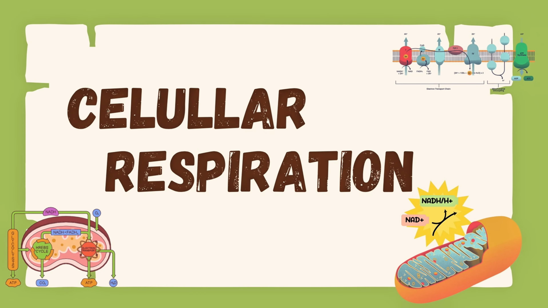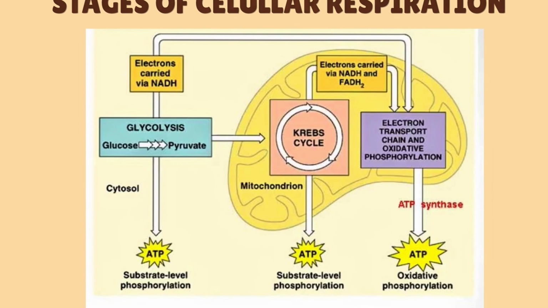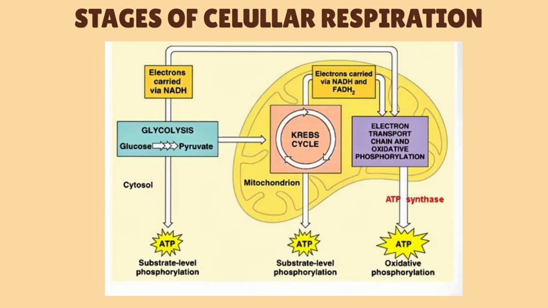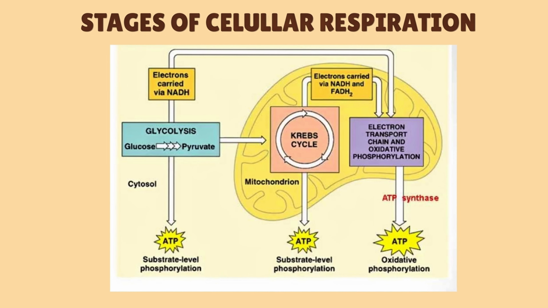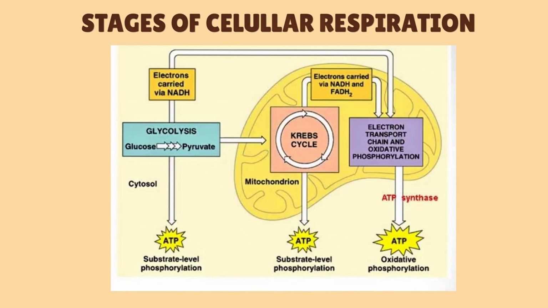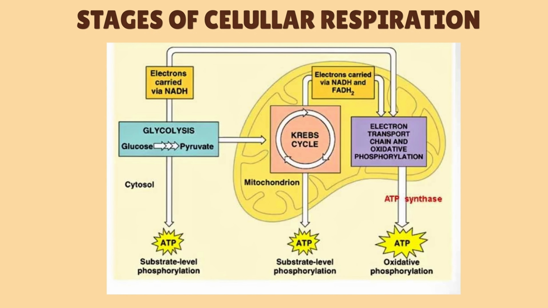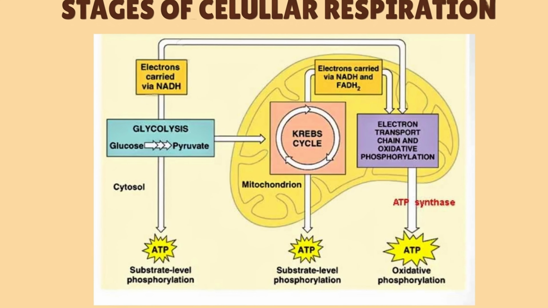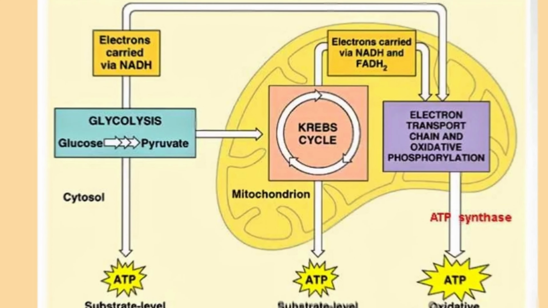Ever wondered how your cells generate most of their energy? Cellular respiration consists of three main stages: glycolysis, the Krebs cycle, and the electron transport chain. Among these stages, the electron transport chain produces the largest amount of ATP, which is the cell's main energy source.